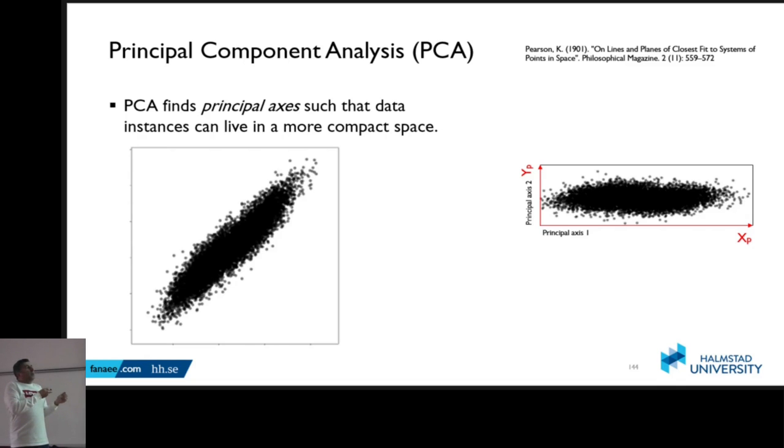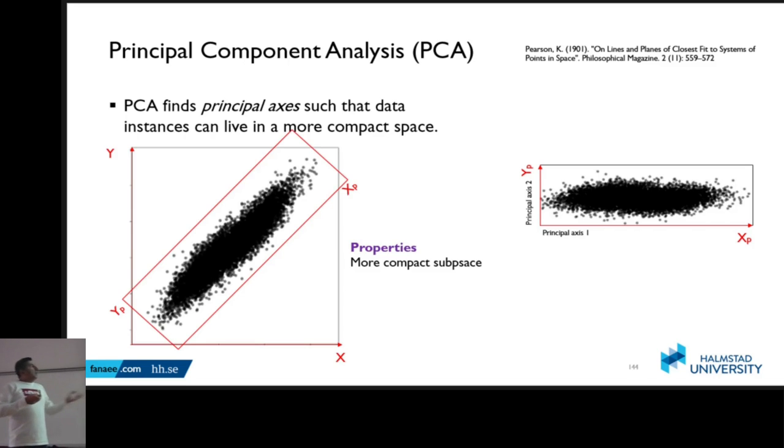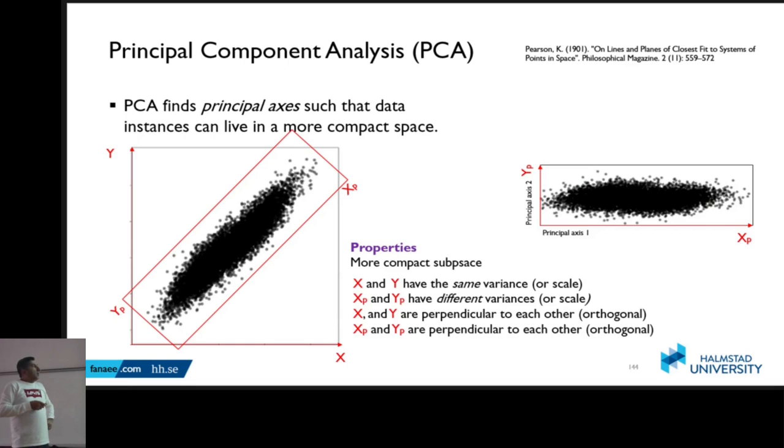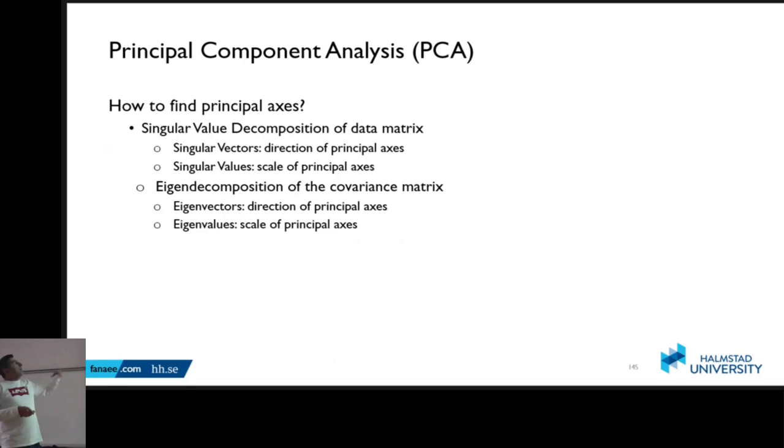So this is principal axis one, which is called principal component one, and this is principal axis two. What is the property of PCA? As you can see, what PCA actually does is decrease the space required for keeping the data. The properties of X and Y have the same variance, while in the PCA space the components have different variances. And X and Y are perpendicular to each other, and in PCA also, these two are perpendicular. These are the properties. So how do we find PCA? It's based on singular value decomposition, where singular vectors are the directions of principal axes and singular values represent the scale of principal axes.